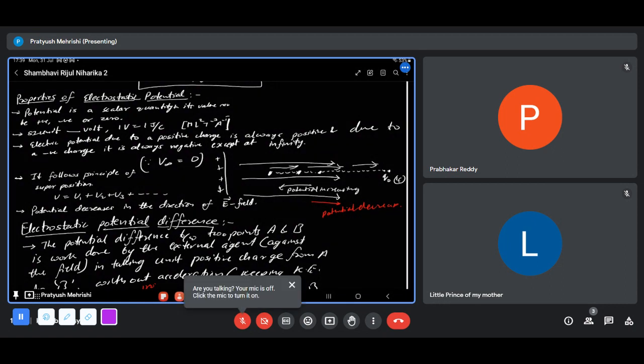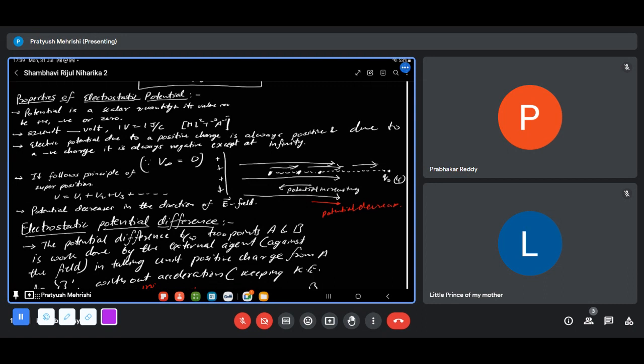Okay, so if the energy is 1 joule for bringing that 1 coulomb charge from infinity to that point, then the potential will be called 1 volt, 1 joule per coulomb. Okay. Now, electrostatic potential due to a positive charge is always positive, and due to negative charge, it is always taken as negative.